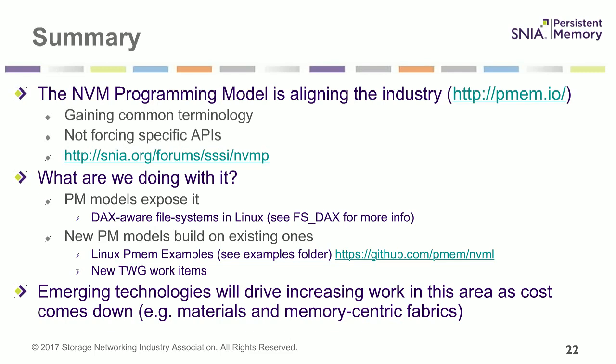There are some really good user space examples that exist. If you go to the NVML, the non-volatile memory library GitHub site, which is part of the pmem.io work, they have a really good examples folder. You can go and play with that. And then we obviously have some new technical working group work items that we're working on.